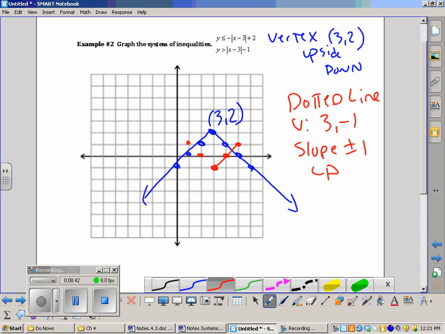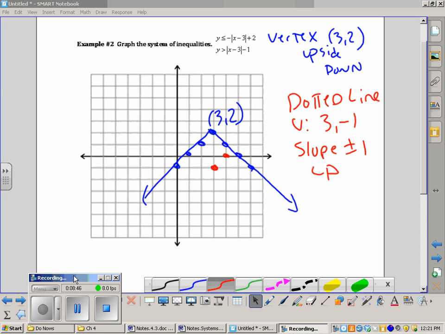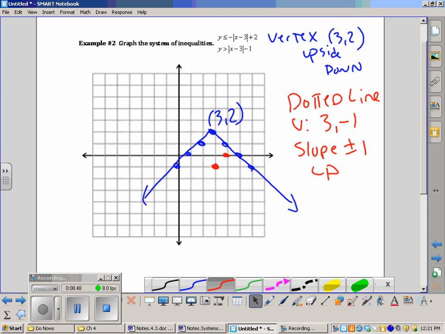Oop. No. Follow your own advice here. Dotted. Let's see. Dotted. Okay. There's my graph. We have a dotted line facing up in red, and we have a solid line facing down in blue. Now we need to test some points.